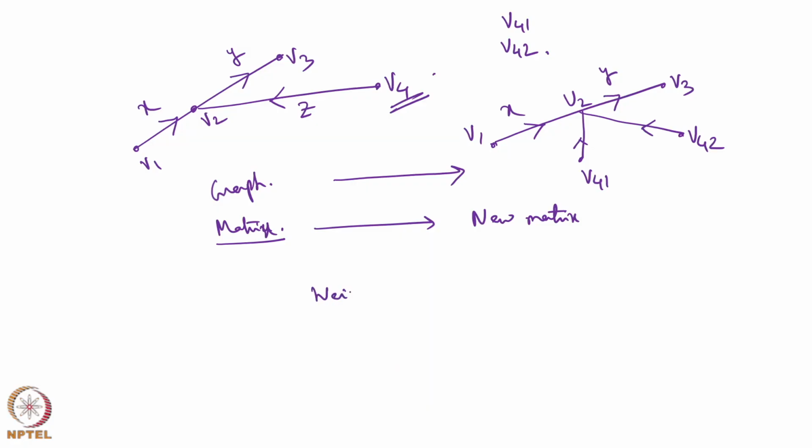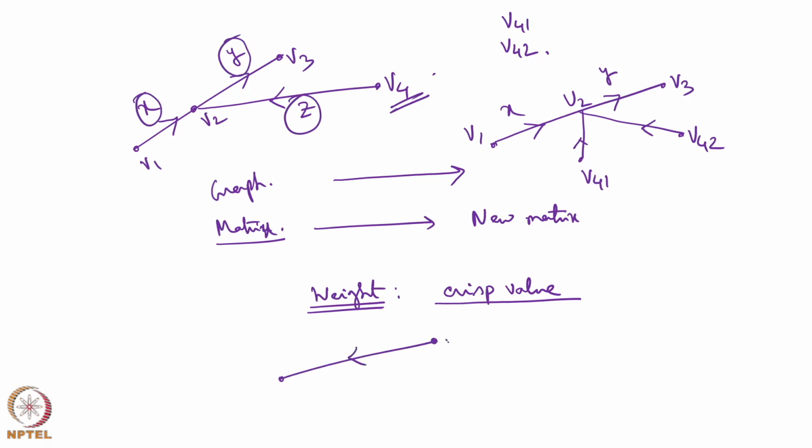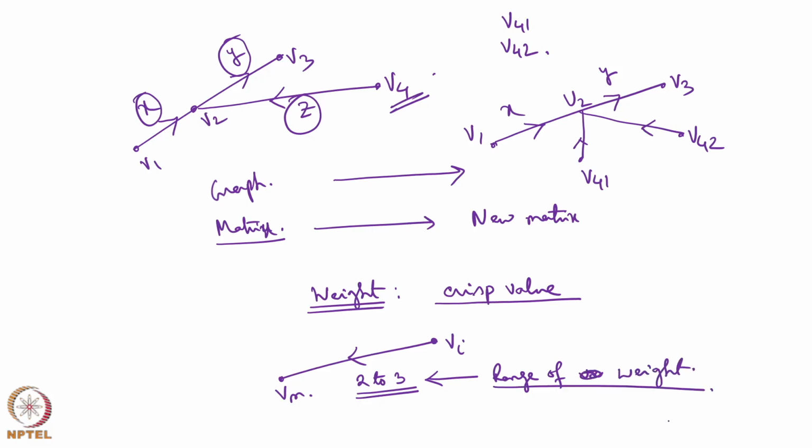So far we have seen the graph where the weight is a definite number, a crisp value. What if we do not know for sure that this number is x, this number is y or this number is z? For example, 2 to 3, so then a range of weight is given. In that case, how to construct the matrix?